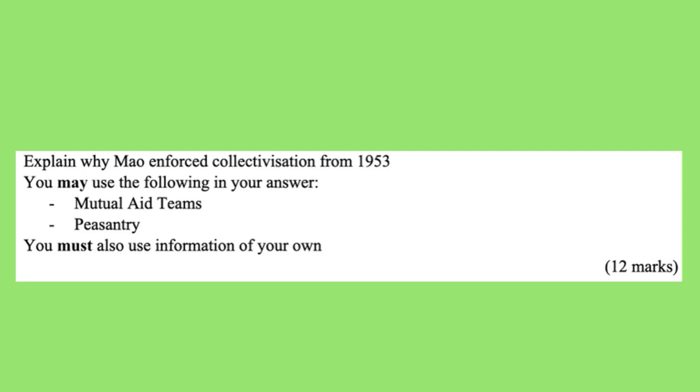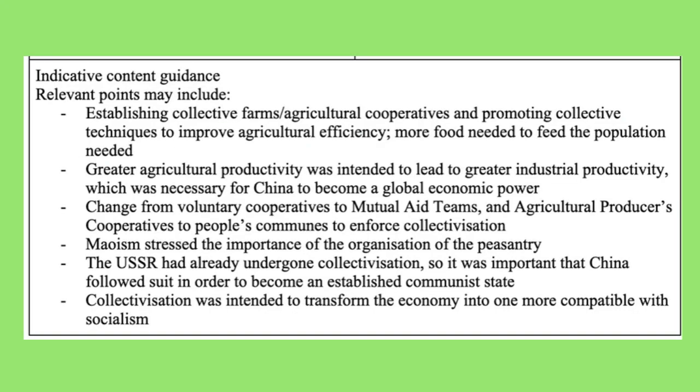Here's an example of a question 2. This asks, explain why Mao enforced collectivization from 1953. You may use the following in your answer: mutual aid teams, peasantry. You must also use information of your own, and that would also be for 12 marks. Here's the mark scheme for this question.